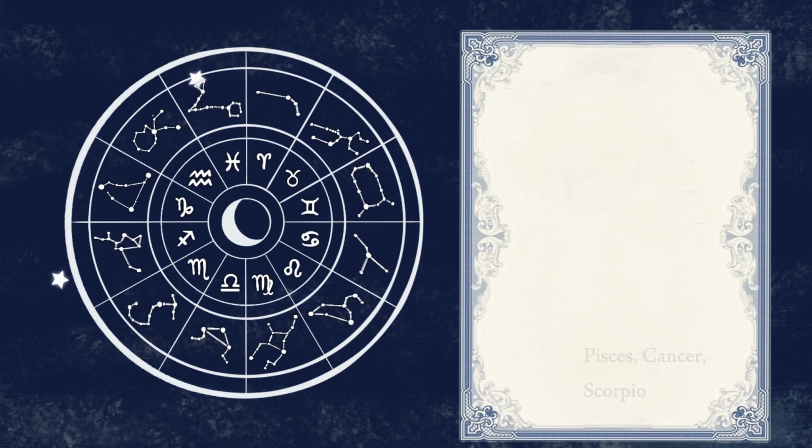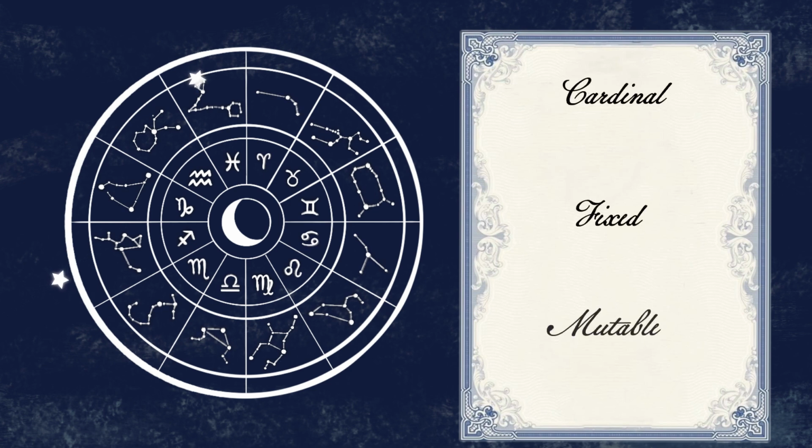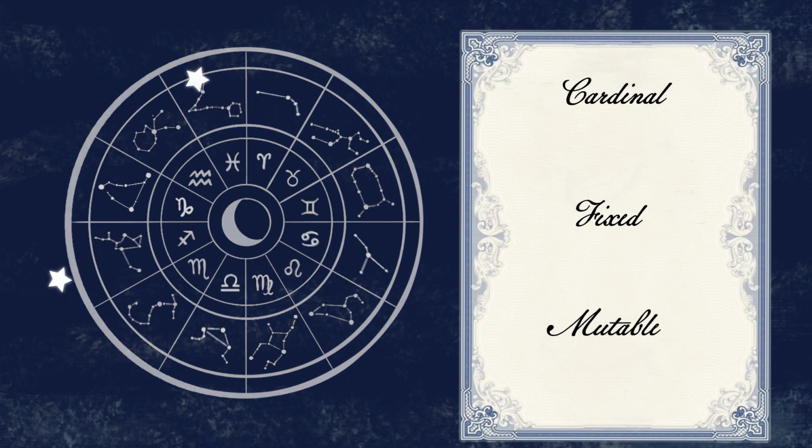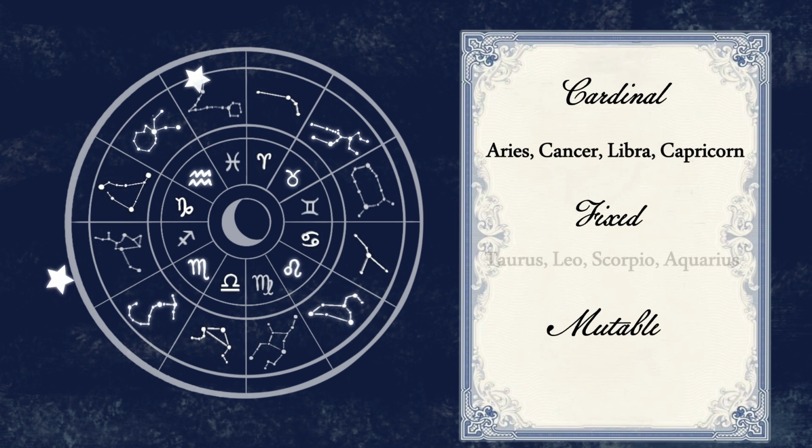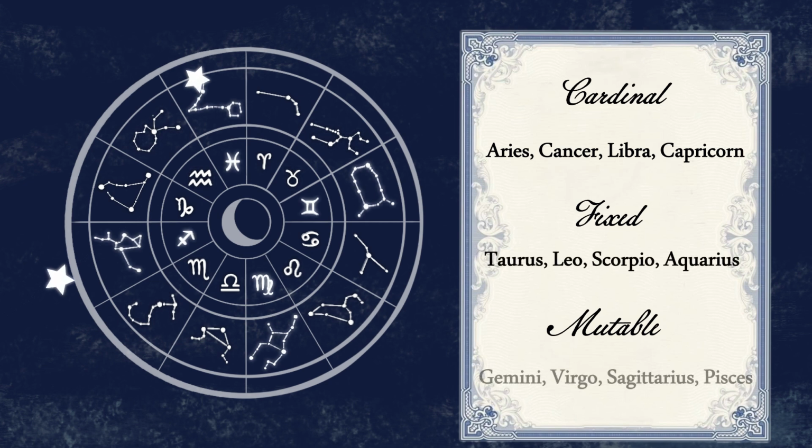With the modalities, things are a bit different. There are 3 different modes: cardinal, fixed, and mutable. And each mode has 1 sign from each element, 4 in total. The 4 cardinal signs are Aries, Cancer, Libra, Capricorn. The 4 fixed signs are Taurus, Leo, Scorpio, Aquarius. And the 4 mutable signs are Gemini, Virgo, Sagittarius, Pisces.